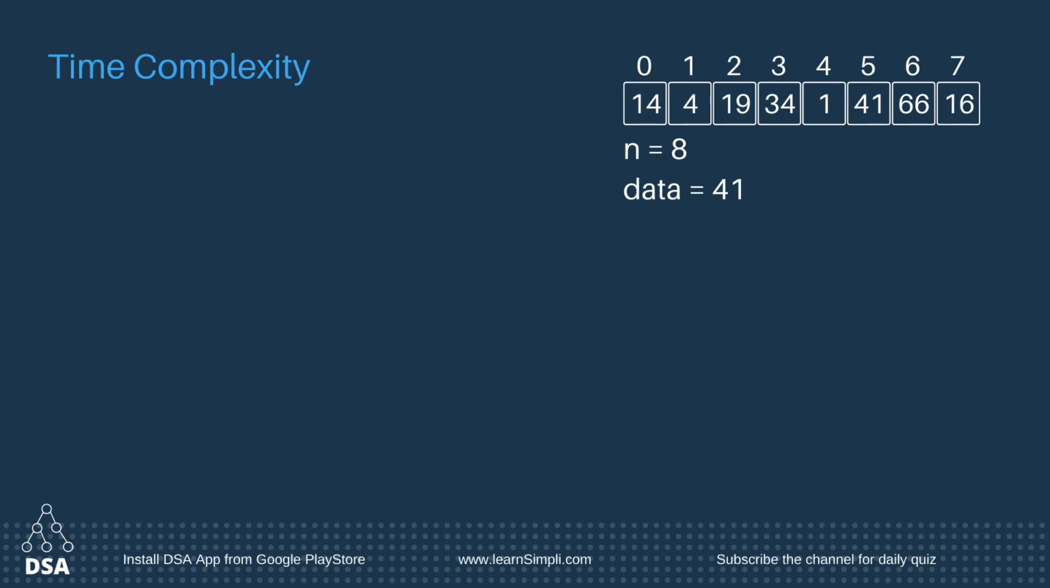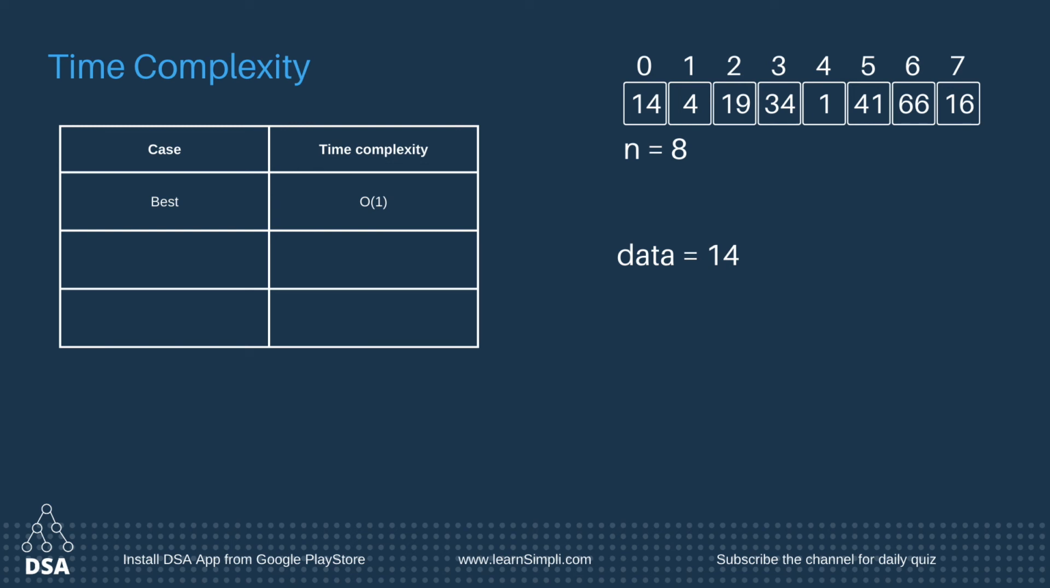Best case is when you find the element in the very beginning of the array. That is, if the data is equal to 14, the complexity will be big O of 1. That is, we will be doing only one comparison and we will find the element that we are looking for.